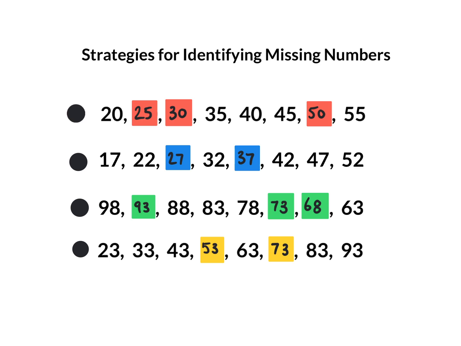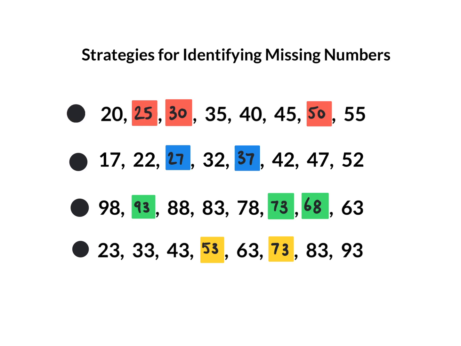We can see in the green number sequence a decreasing number pattern. 98, 93, 88, 83, 78, 73, 68, 63. We can see in the yellow number sequence that the number pattern is a tens pattern, because the tens column is changing each time. 23, 33, 43, 53, 63, 73, 83, and then 93.